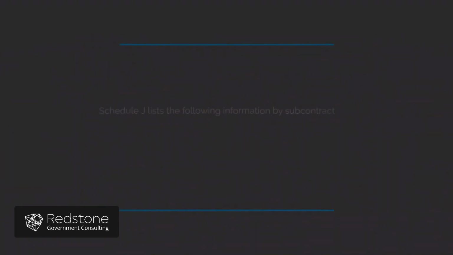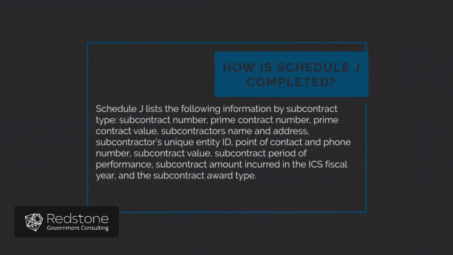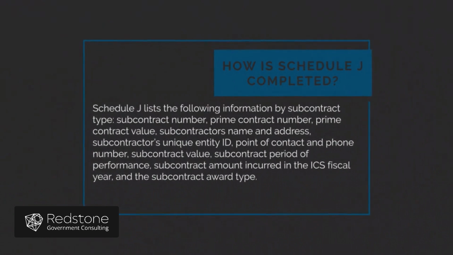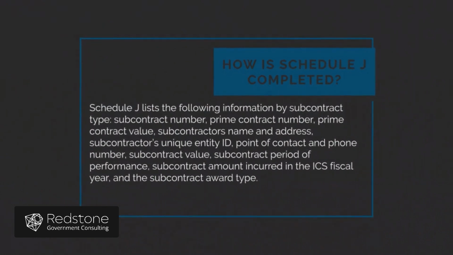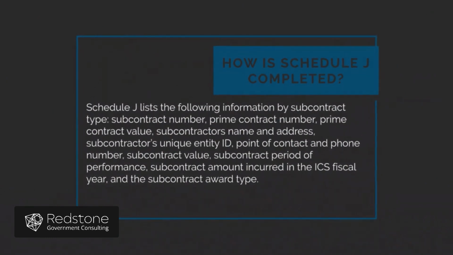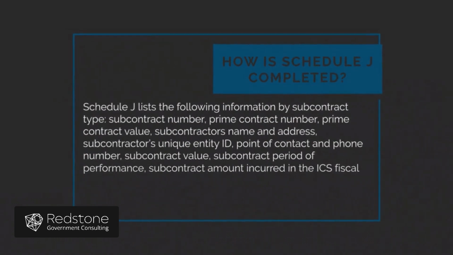Schedule J lists the following information by subcontract type: subcontract number, prime contract value, subcontractor's name and address, subcontractor's unique entity ID, point of contact and phone number, subcontract value, subcontract period of performance, subcontract amount incurred in the ICS fiscal year, and the subcontract award type.